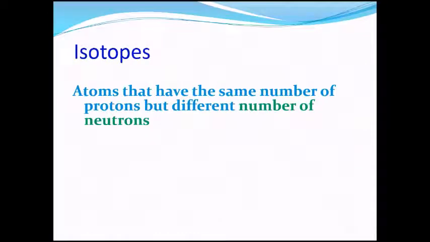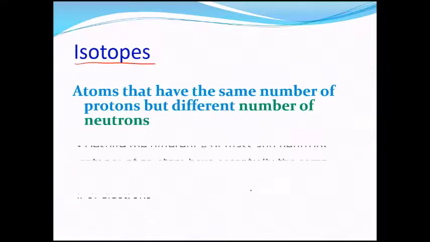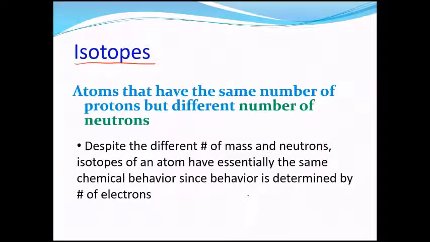Now, atoms of the same element that have the same number of protons but have a different number of neutrons, that's the actual definition of an isotope. What you need to remember about isotopes is that, like zinc has 5 isotopes, and they all have different masses based on their number of neutrons.